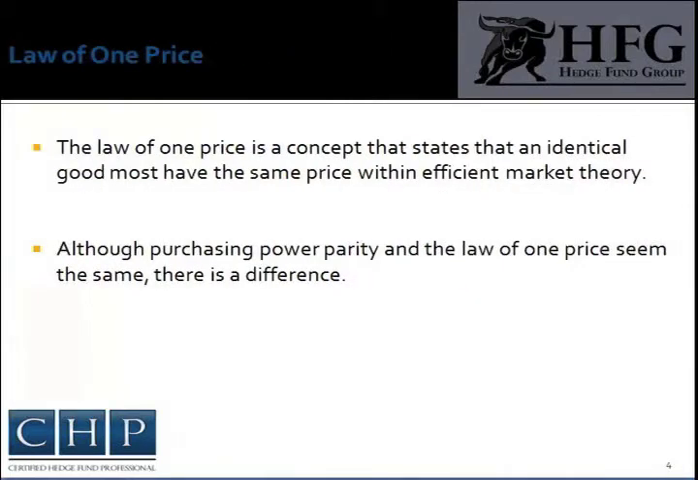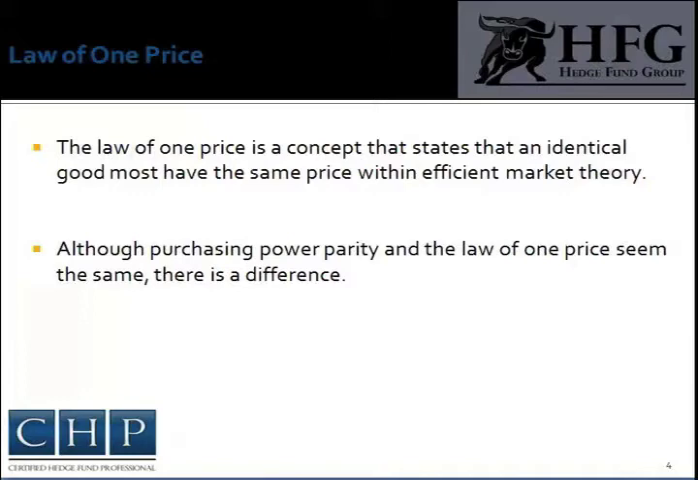The law of one price is a concept that states that identical goods must have the same price within efficient market theory. For example, within the financial markets, given complete transparency, a trader will purchase a fungible commodity at the best offer and will not pay a higher price.